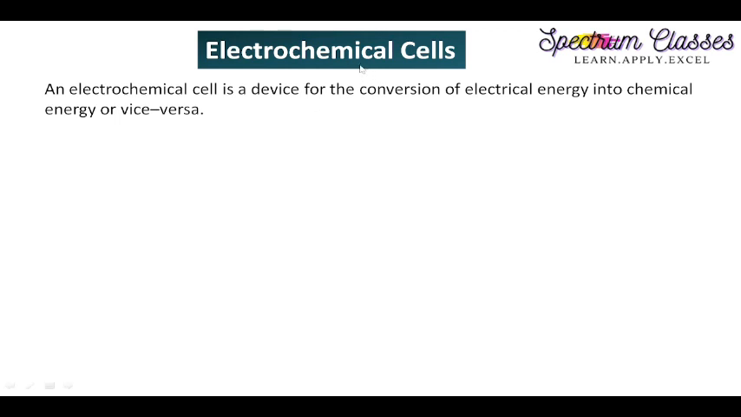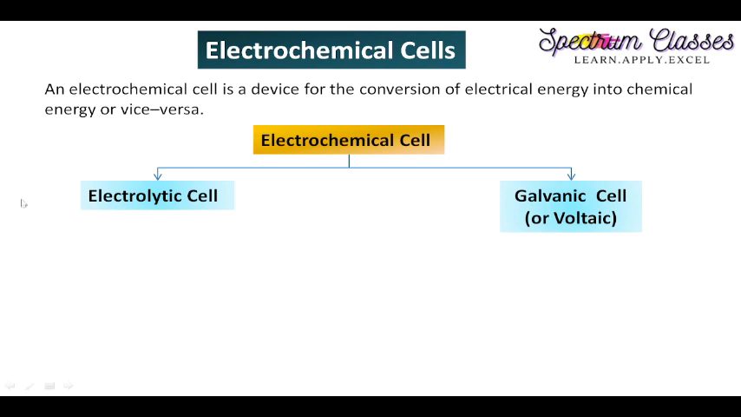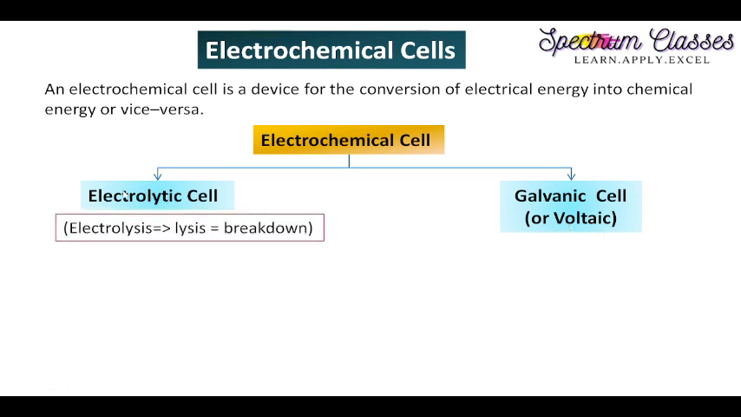So what is called an electrochemical cell? An electrochemical cell is a device for the conversion of electrical energy into chemical energy or vice versa. Right. So here we have two different types of electrochemical cells. One is the electrolytic cell and the other one is the galvanic cell. And these galvanic cells, as I told you earlier, are also known as voltaic cells. So here you can understand the difference between the two.